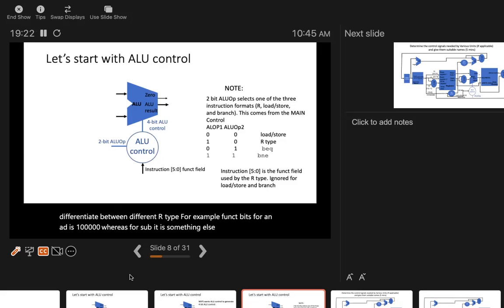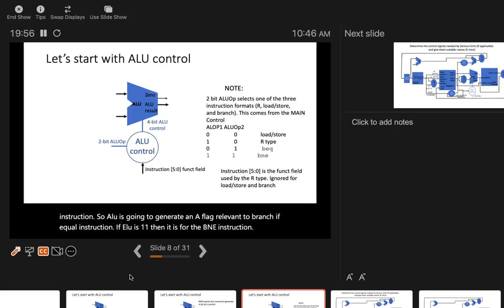So when it is an R-type instruction, 2-bit ALU op is going to be 10, in which case the ALU control is going to look into the funct field to decide what to do, whether it has to do an add, whether it has to do a subtract, whether it has to do a shift left logic, shift right logic, or what have you. If a 2-bit ALU op is 01, then it is going to be a branch if equal instruction. So ALU is going to generate a flag relevant to branch if equal instruction. If ALU op is 11, then it is for the BNE instruction.